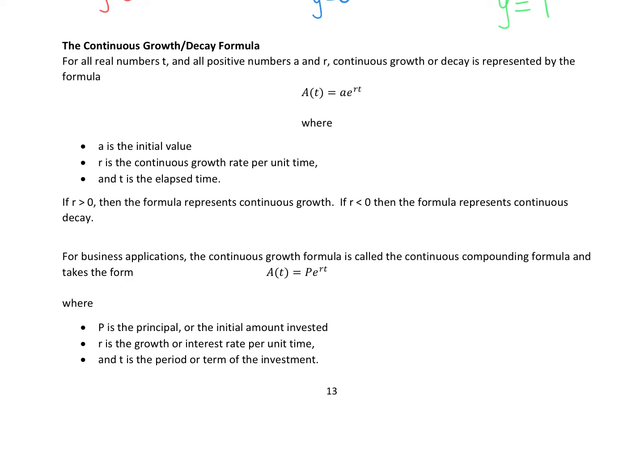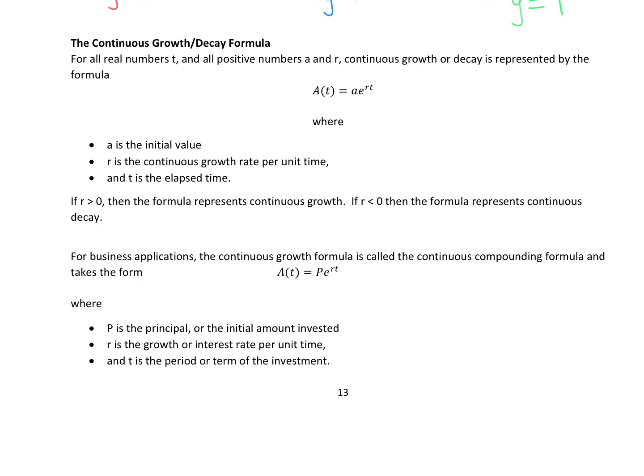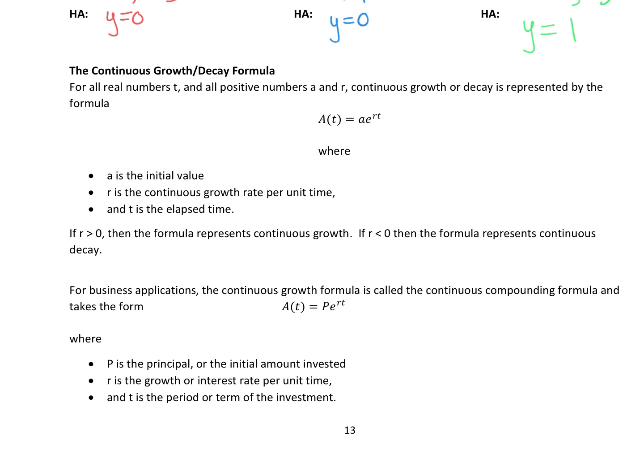So we like to be able to talk about our continuous growth or decay formula. We've already taken a look at this. This looks slightly different because in this particular case we have an e here rather than just a b value. But when we're talking about continuous growth, that's going to use that e in our formula. So we have A of t equals A e to the rt. A, again, is going to be our initial value. r is going to be our continuous growth rate per unit of time. So if we're working in business applications, we're talking about percentage of interest rate. And t is going to be our elapsed time.